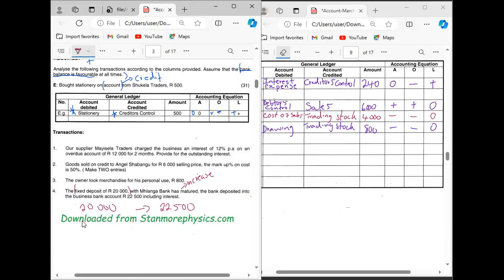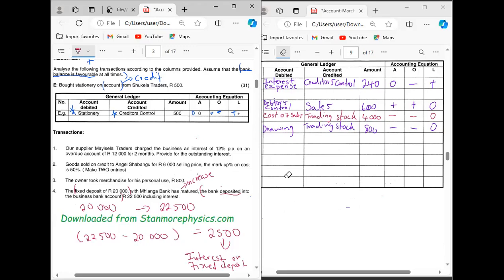So basically it's 22,500 minus the 20,000 that we have invested, and the difference is how much? 2,500. So 2,500 is our interest on fixed deposit, meaning we made an income, guys. And it was already deposited in our business bank account.